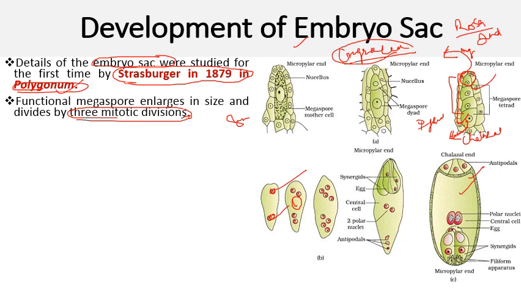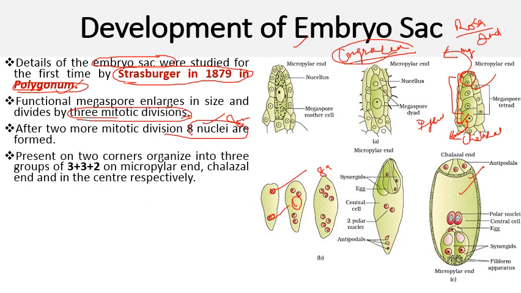And after 2 more mitotic divisions, जब 2 mitotic division हो जाते हैं then it results in formation of 8 nuclei. जो first division है that is repeated by 2 more mitotic divisions जिसके result से बनते हैं 8 nuclei. So these 8 nuclei are arranged in such a way that they are organized into 3 groups, that is 3 plus 3 plus 2 on micropylar end, chalazal end, and center respectively. So 3 are at the micropylar end, 3 in the chalazal end, and 2 in the central cell.